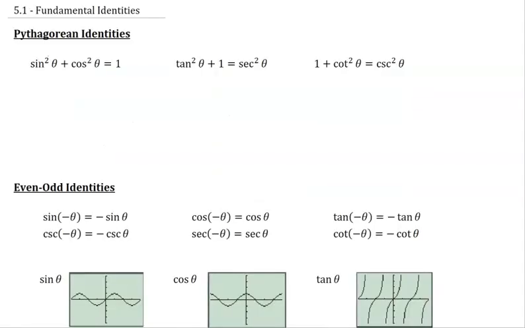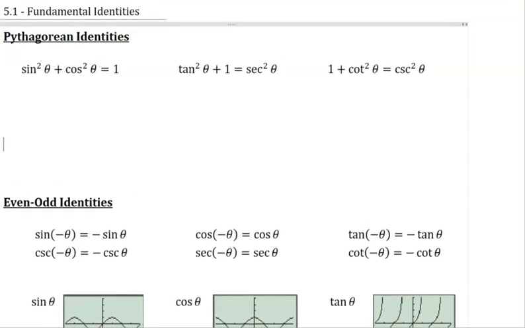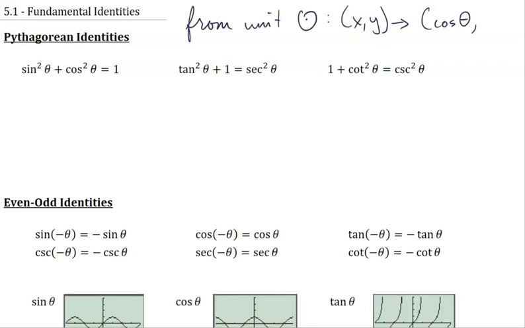In 5.1, we are starting with what are called the Pythagorean identities. Now, before we get to those, remember from our unit circle, any point with coordinates x, y that is on the unit circle can be written as the cosine of the angle, comma, sine of the angle, okay? Or technically not the reference angle, but the central angle.